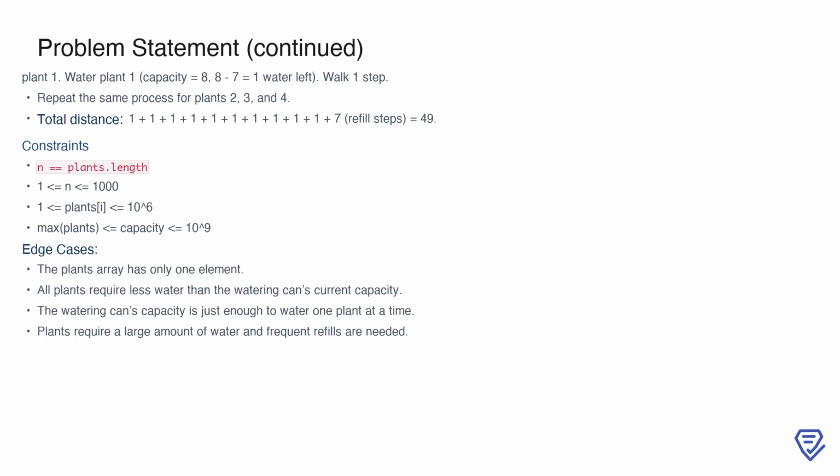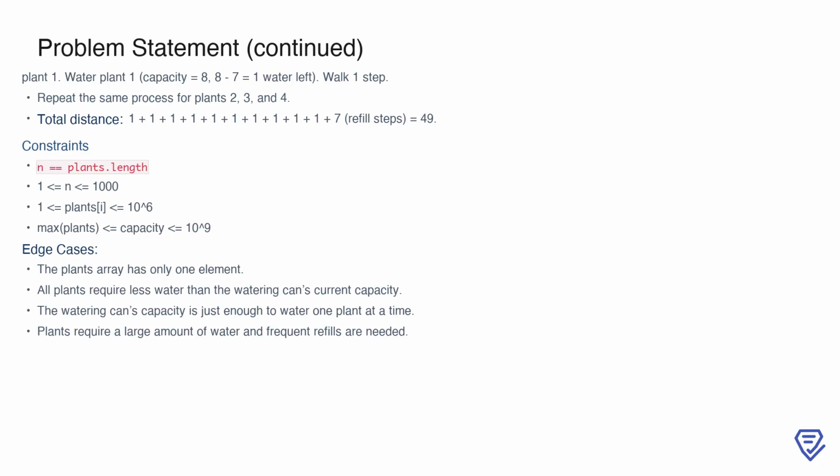Finally, consider the case where plants equals 7, 7, 7, 7, 7, and capacity equals 8. Starting with a full watering can, you water plant 0, which requires 7 units, leaving you with 1 unit. You then move to plant 1, but since it also requires 7 units, you don't have enough water. You walk 1 step back to the river to refill and return 1 step to plant 1.